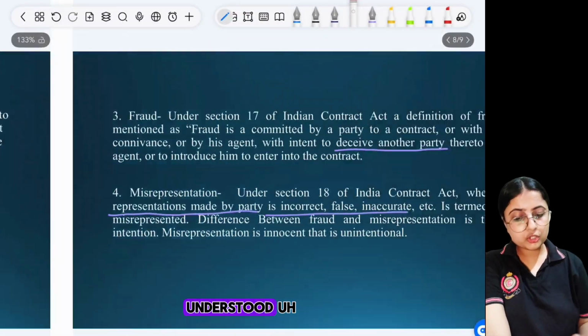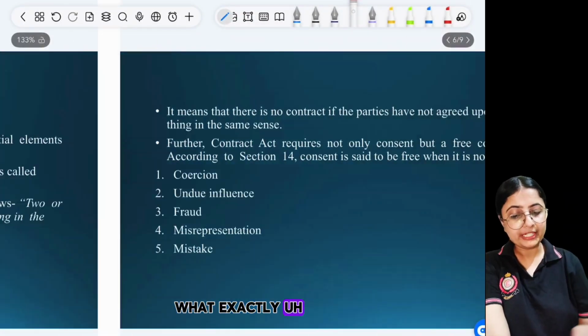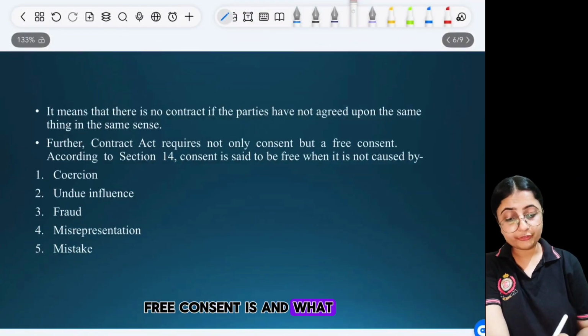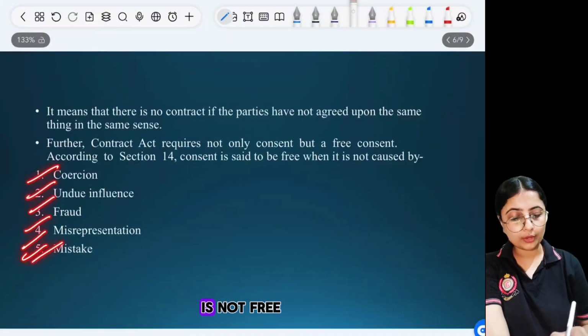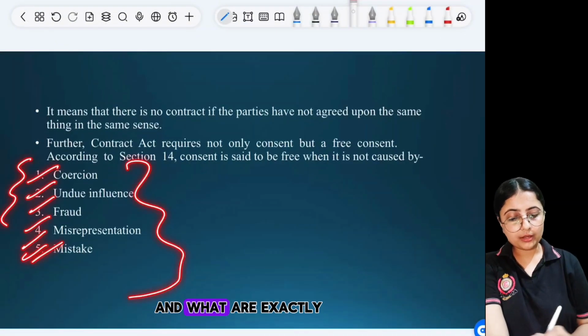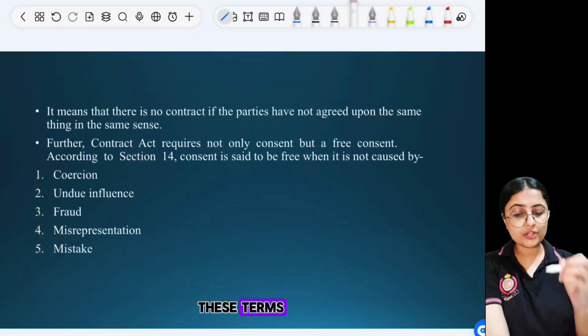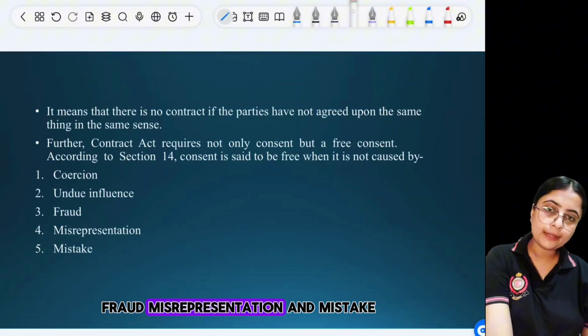So I hope you understood what exactly free consent is, and when exactly the consent is not free, and what exactly these terms are: coercion, undue influence, fraud, misrepresentation, and mistake.